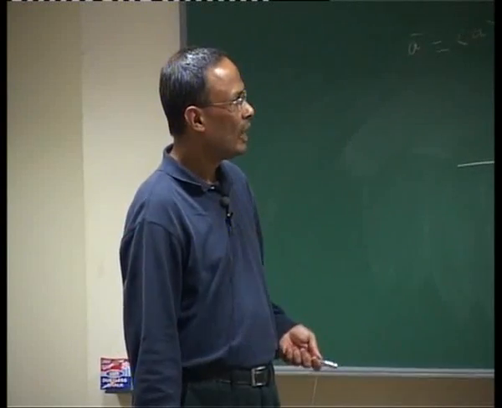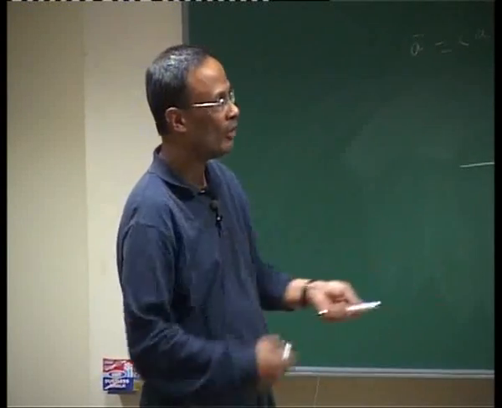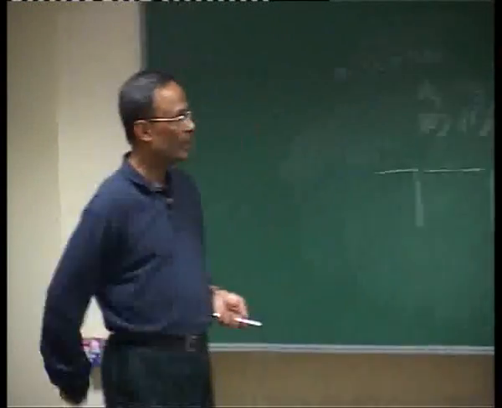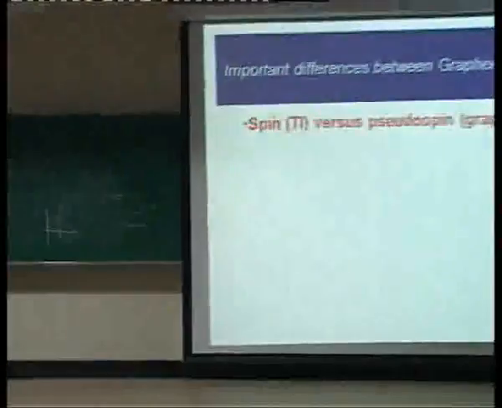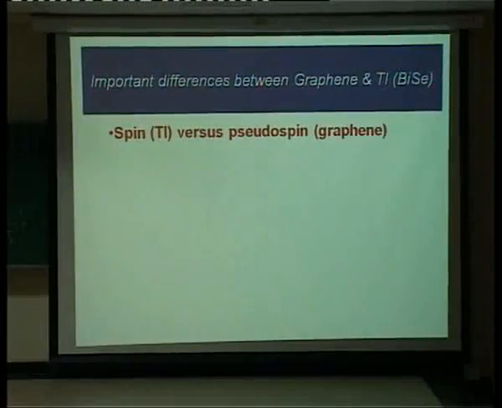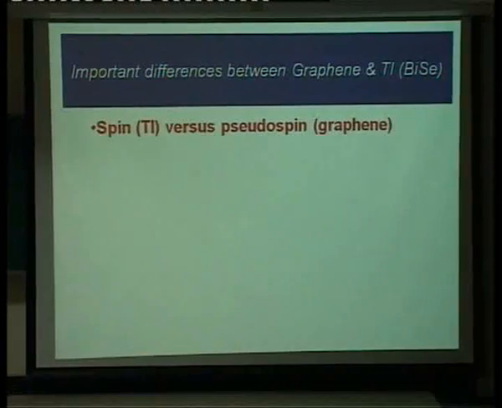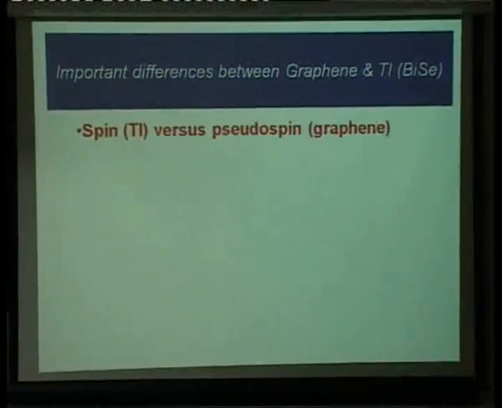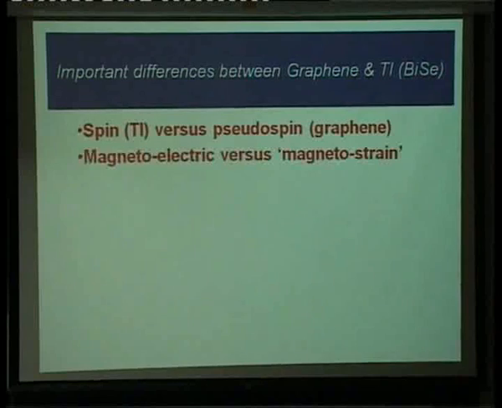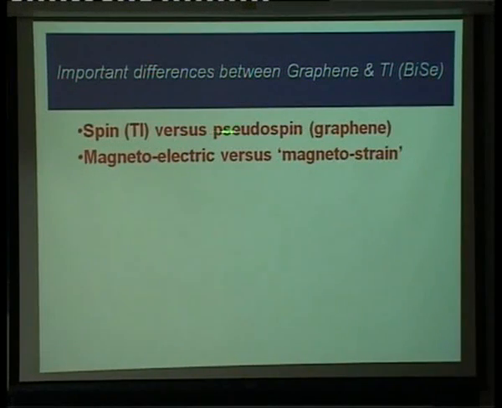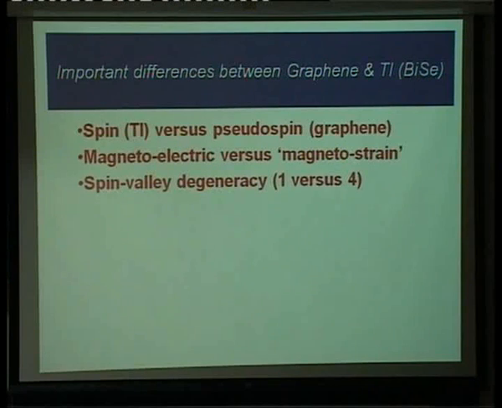So let me just conclude by telling you the differences between graphene and TI. The first difference is spin versus pseudo-spin. This is what Joel was asking me. That, of course, means once you apply a magnetic field, there will be very different magnetic effects, and many other effects. Quantum Hall effect will be different. But if you can somehow create strain to control pseudo-spin, maybe you can have magnetostrain, which will refer to magnetoelectric, but that's not so easy to do.